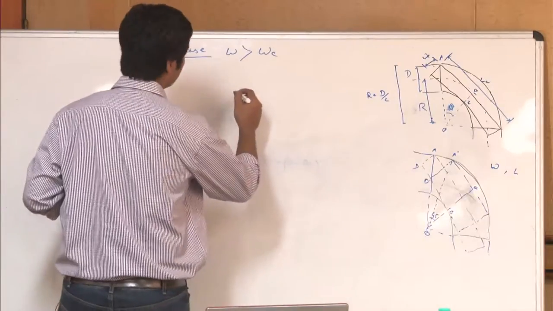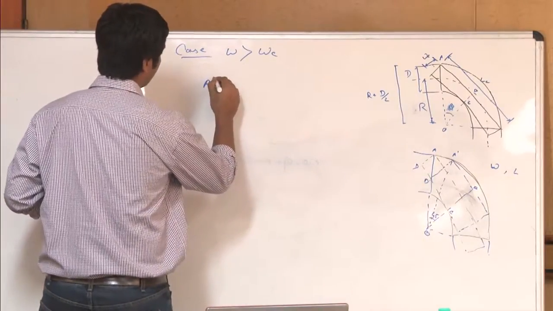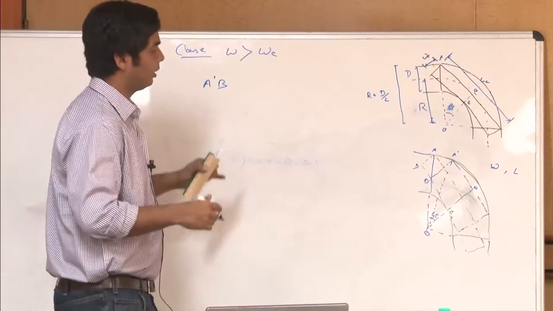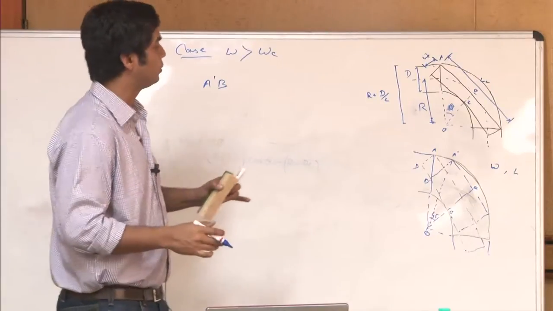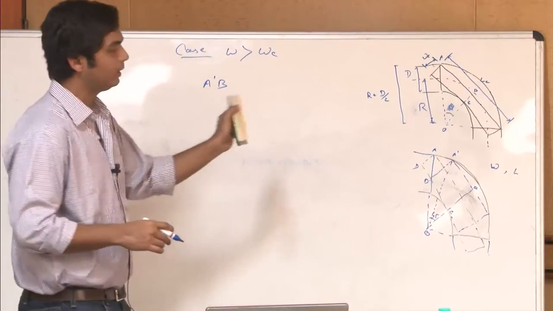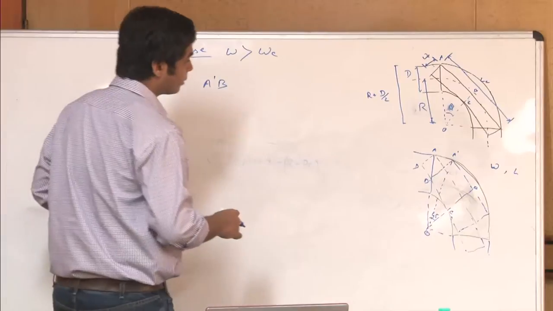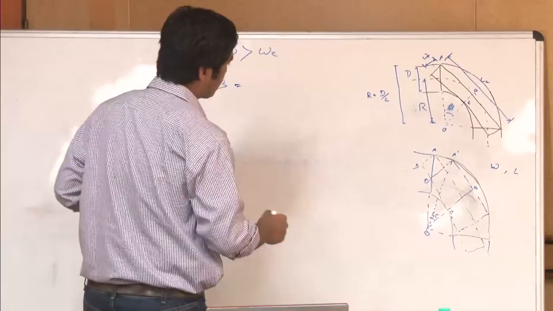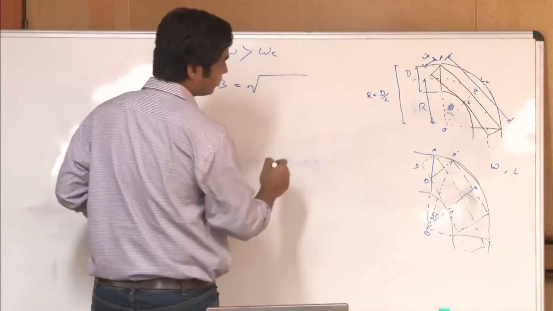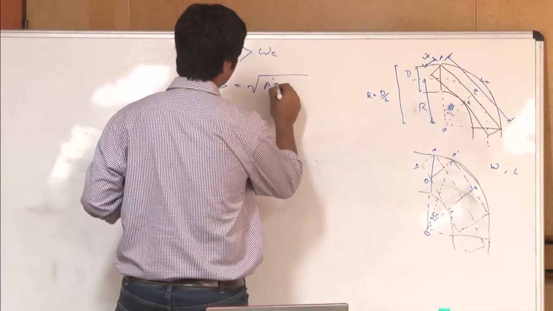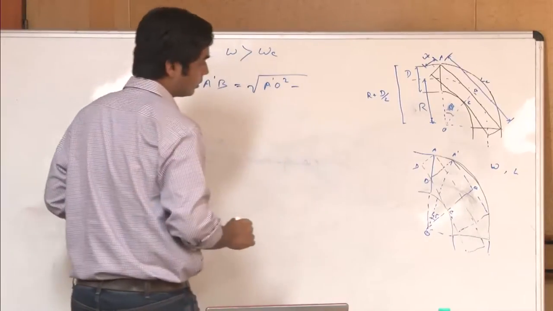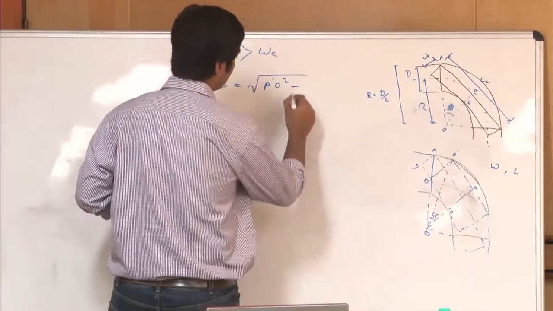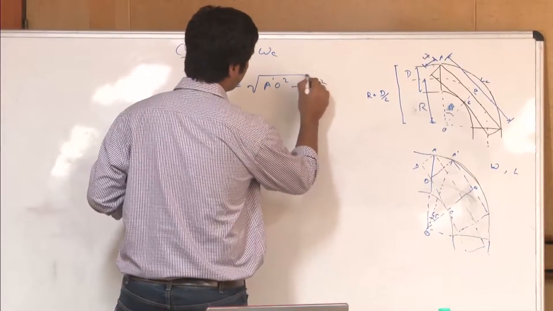A dash B. If we choose a new length less than this, then the robot can pass through the bend. So here A dash B is the root of A dash O squared minus O B squared.